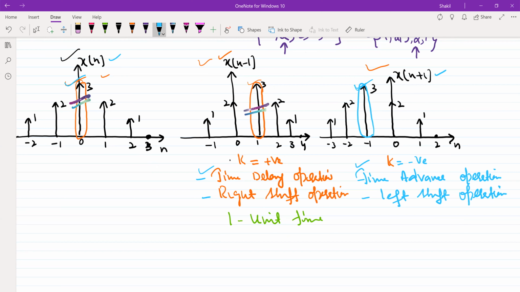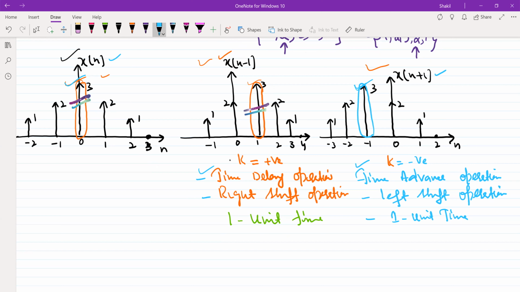And that's why I took this example. This explains this beautifully, because I am using this sample point which is equal to 3 to compare the sequences. And the same thing you can confirm from this, that this is a left shift operation by how much time? By 1 unit of time. So this is a shift of 1 unit of time to the left.